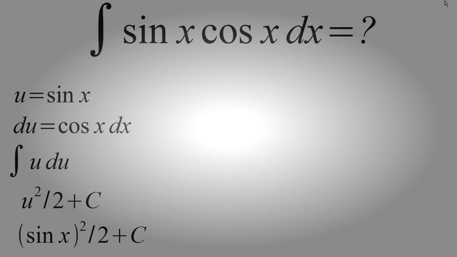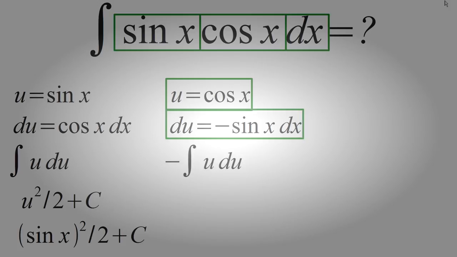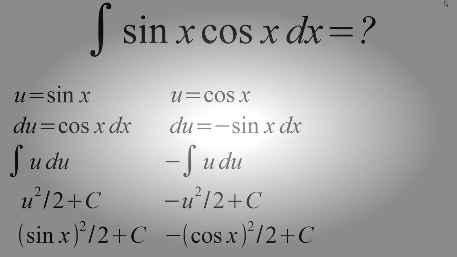But that's not the only way we could solve this problem. We could have also done a u substitution where u equals cosine x. In that case, du would equal negative sine x dx, and we end up with the integral of negative u du. Simplifying this, we end up with the result of negative cosine squared x divided by 2 plus an arbitrary constant. This answer is different, but we can even solve the integral in a third way.